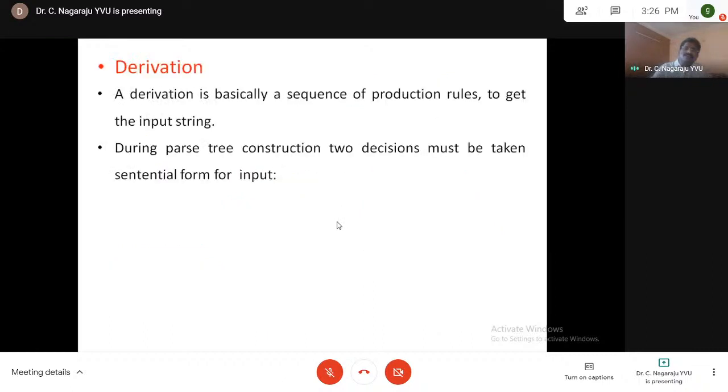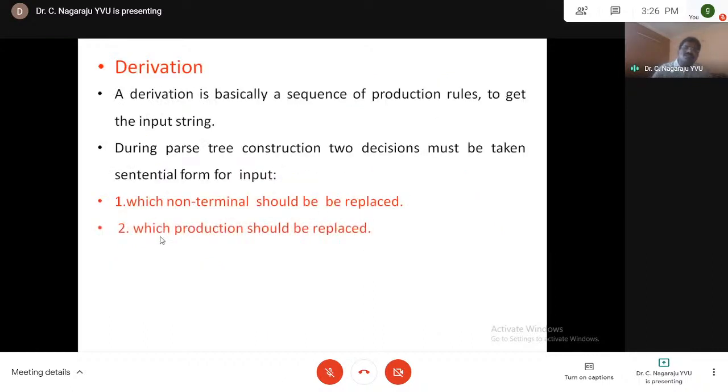So that is the first one. The second one is which production should be replaced. Already I explained that. So which one should be replaced? While you are constructing the parse tree, if you keep these two in your mind, then it is very easy to draw the parse tree.